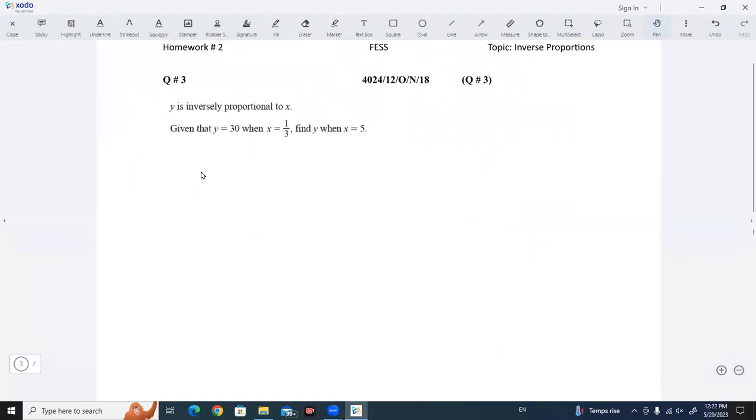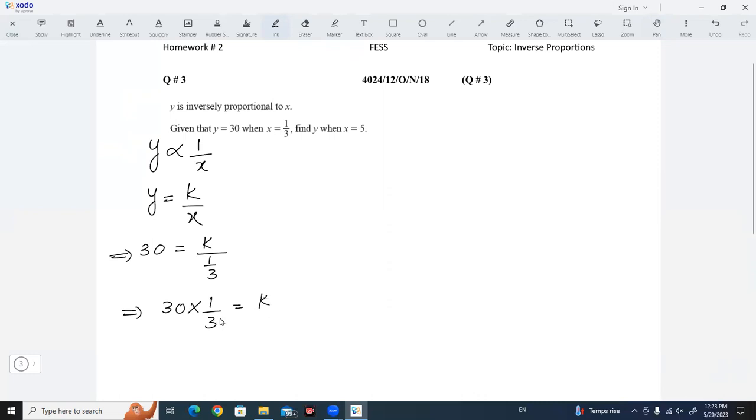In question number 3, they are saying that y is inversely proportional. Y and proportional sign and 1 over x we have to apply. Given that y is k over x, y is 30, and x was 1 by 3 at that time. So 1 by 3 completely will be cross multiplied. It will not be reciprocal. Actually, I'm just bringing that thing onto the other side with simple multiplication.